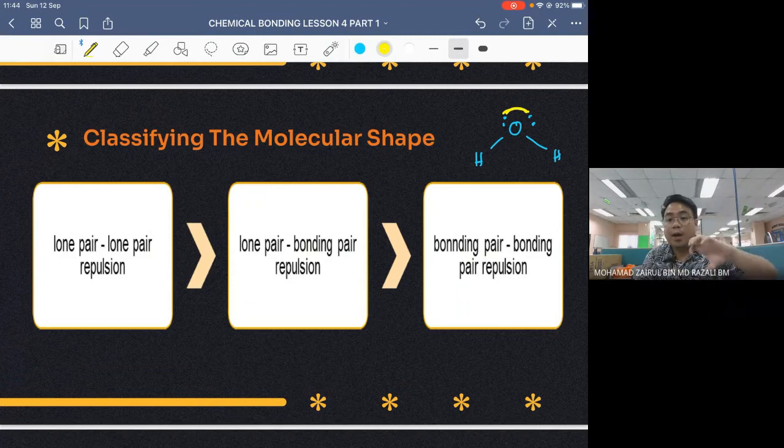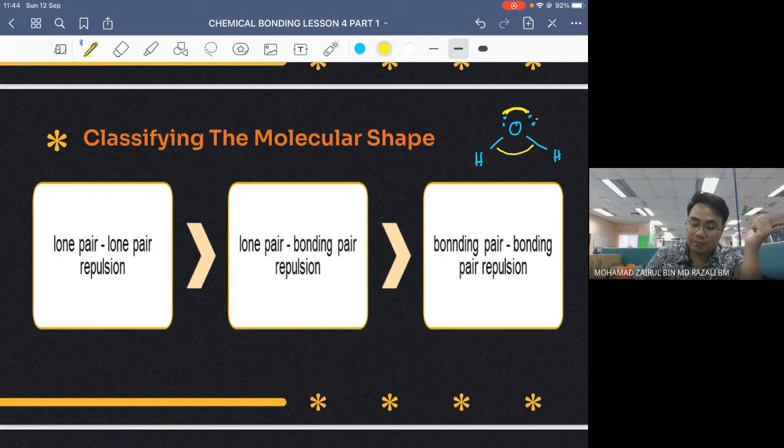So it means it occupies more space, a larger space around the central atom. So that's why lone pair repulsion is stronger. Bonding pair and bonding pair repulsion is the weakest. Why? Because the electrons in a bonding pair are tightly held to the nucleus, so they only occupy a very small space. So that's why repulsion is the weakest.